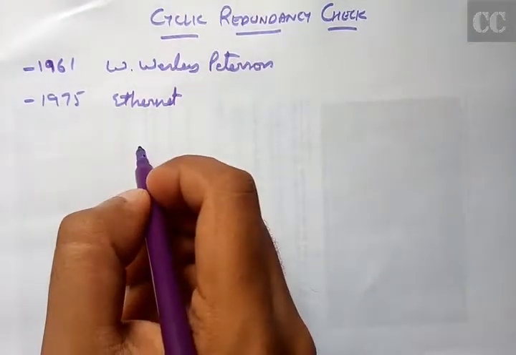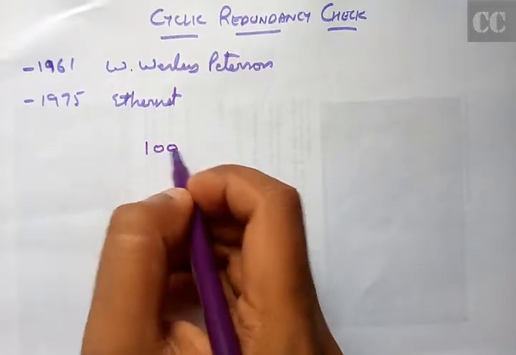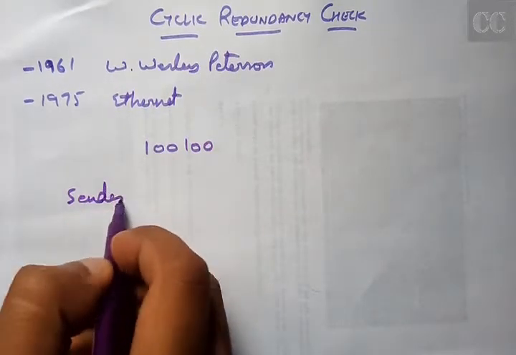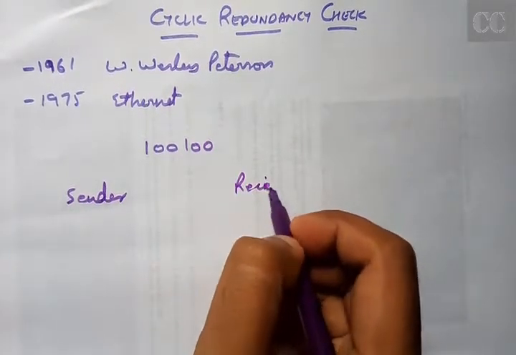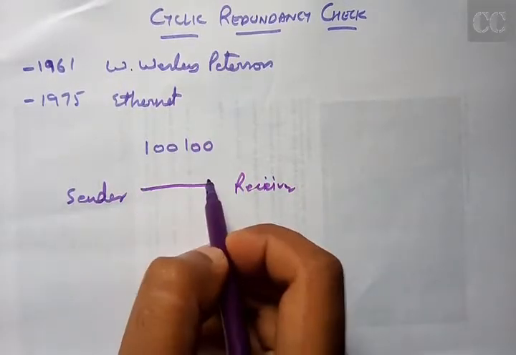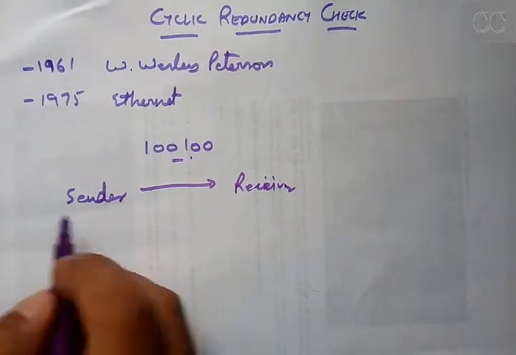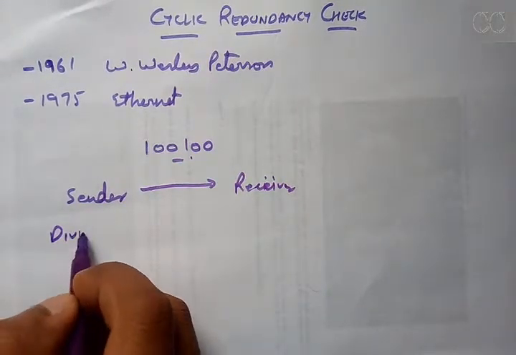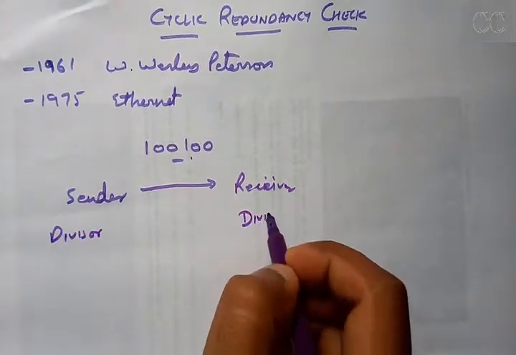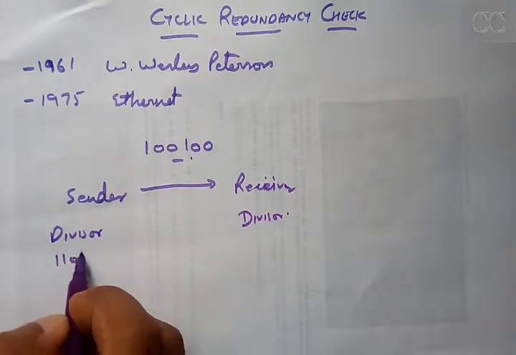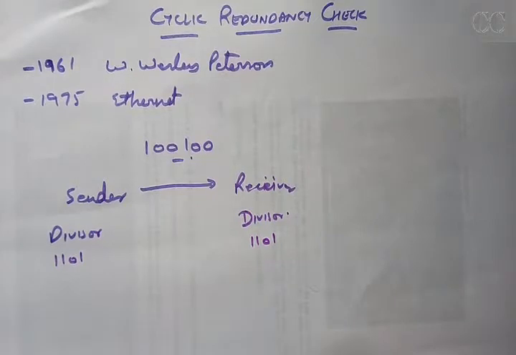Let's say we have to transmit data. Let's take a simple data, 100100. This is the data to be transmitted, on the sender side and on the receiver side. We'll be taking a divisor in common. Let's say, for example, in our example, let it be 1101. So this will be common on both sides.